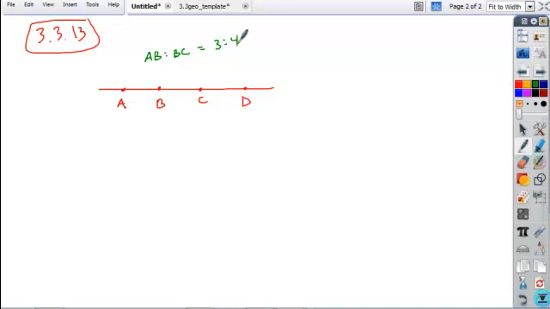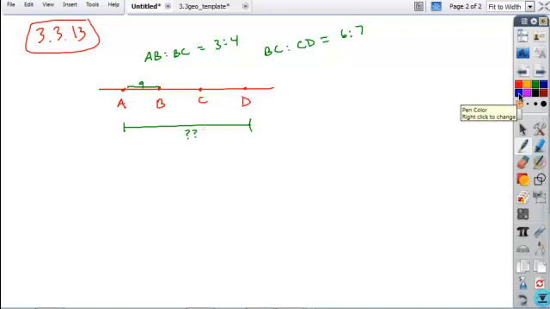And then the ratio of BC to CD is 6 to 7. And so if you know that AB is 9, so this distance right here is 9, what's the length of the whole segment AB?